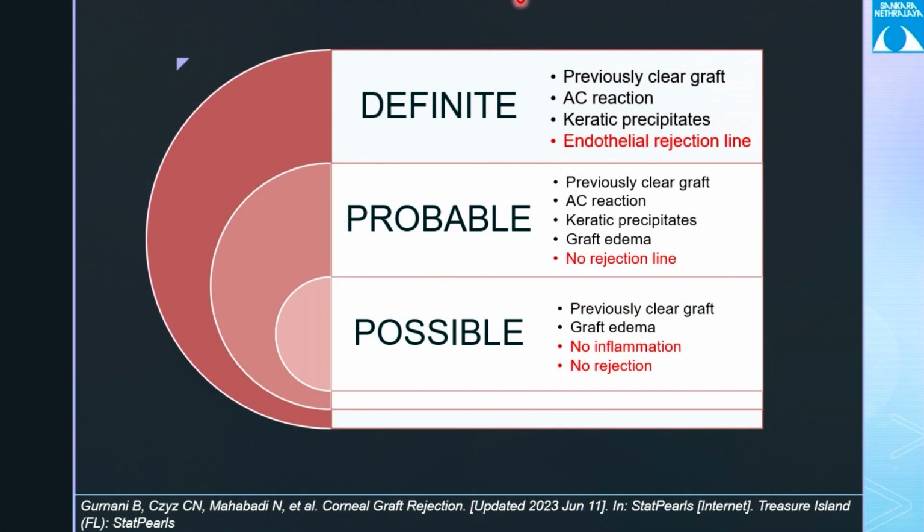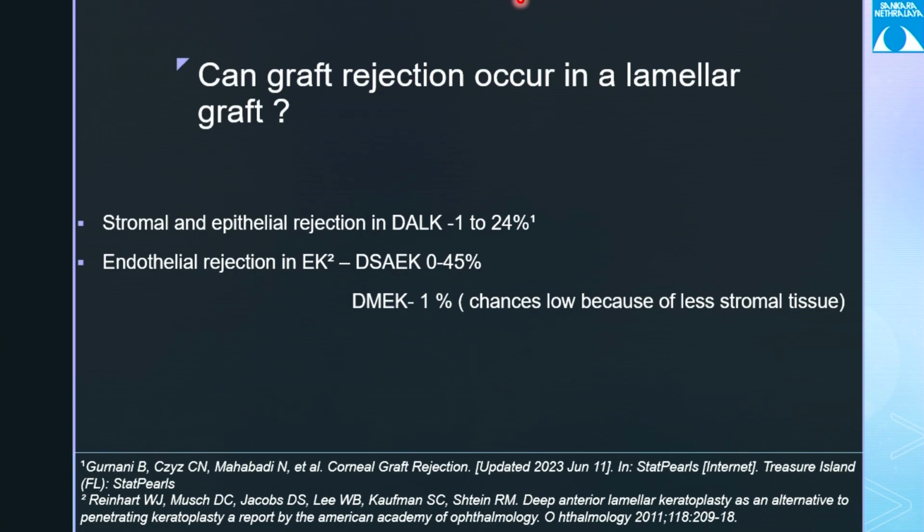And probable graft rejection is when a previously clear graft has AC reaction, keratic precipitates, graft edema, but there's no rejection line. And definite is when we have an endothelial rejection line along with the other factors. As we've seen in our cases, can graft rejection occur in lamellar grafts? Yes. Stromal and epithelial graft rejection in DALK is 1 to 24%, while endothelial rejection in DSEK is 0 to 45% and DMEK 1%.